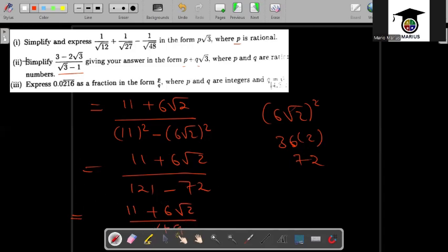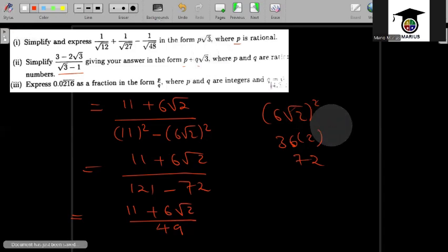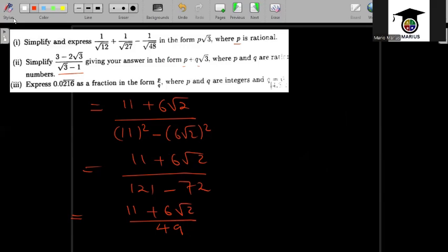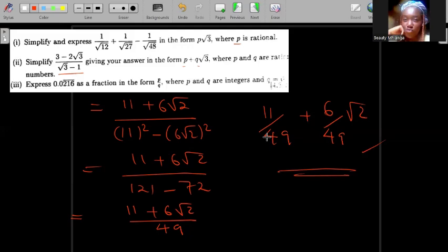So now, after getting that 49, what are you going to do? You just divide your 11 by 49 plus 6 divided by 49, then root 2. Then you'd have it expressed in the form which they are asking for. Is that clear? Yes, thank you. Sure, you're welcome.